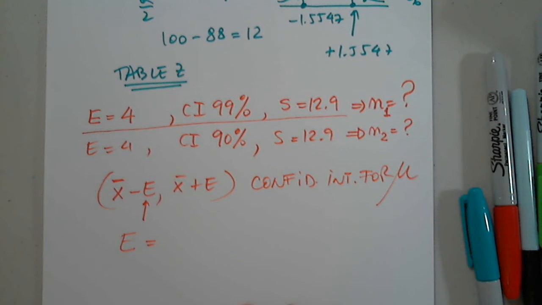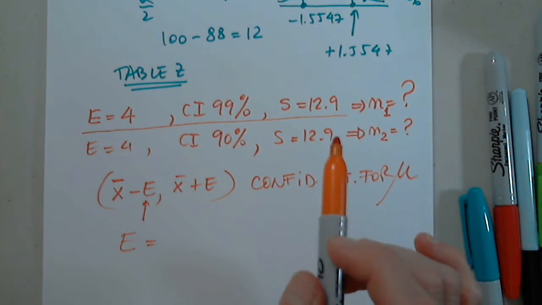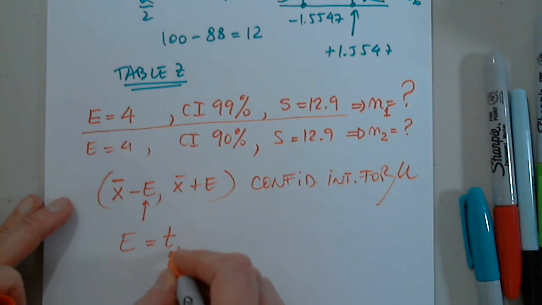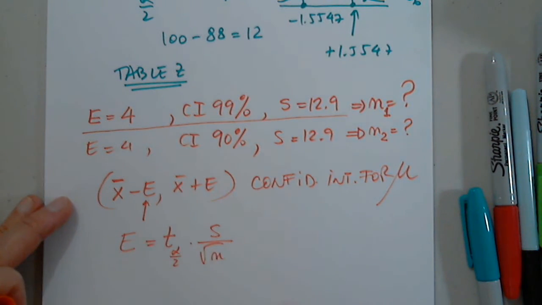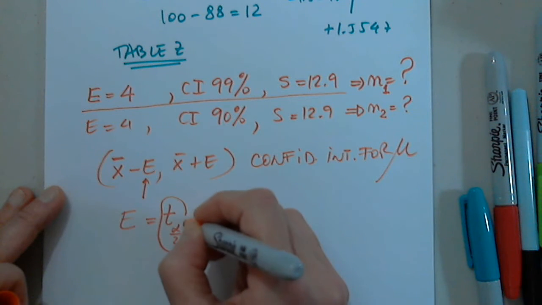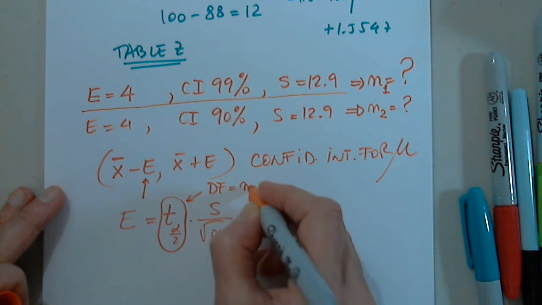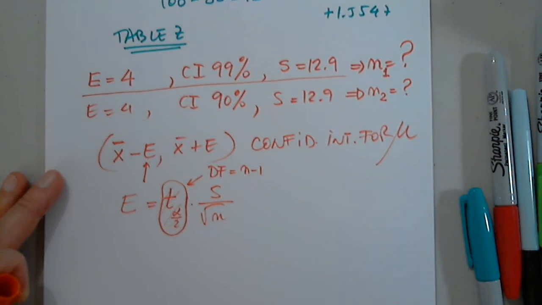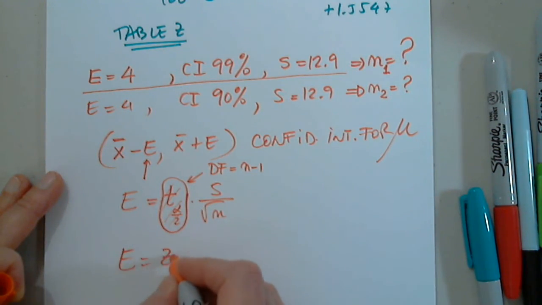For the sample size, because normally I would have written t alpha over 2 times s over the square root of n. But I cannot determine t. Remember, t depends on degrees of freedom, n minus 1. So I can't determine it if I don't have the sample size. So it's okay to use z.